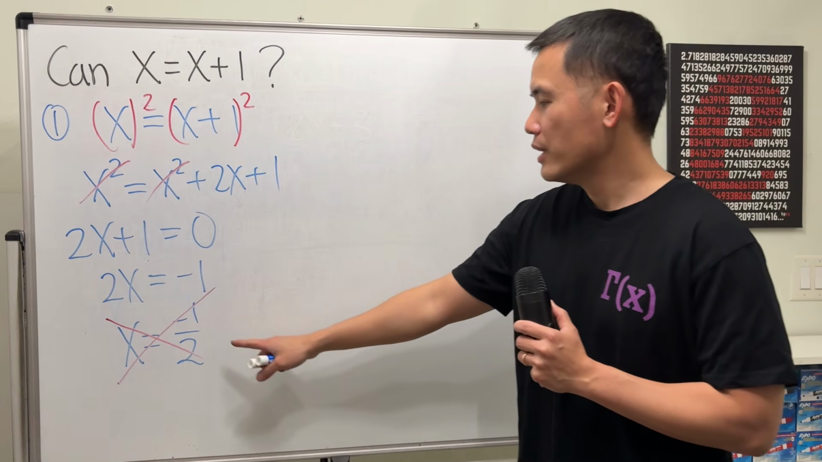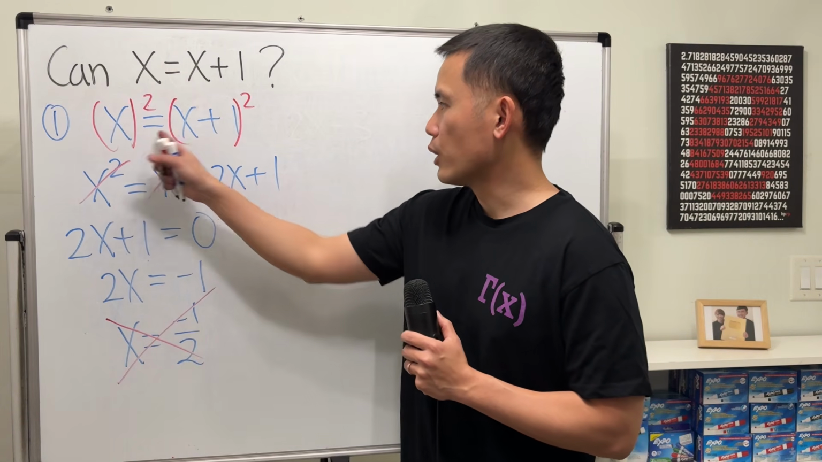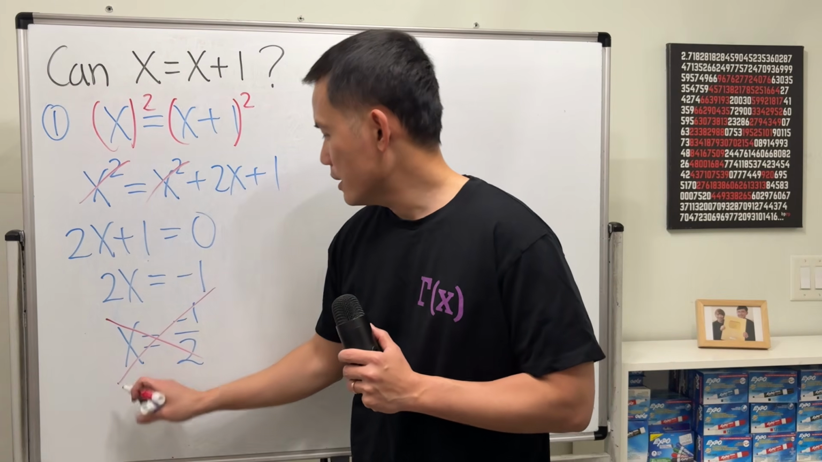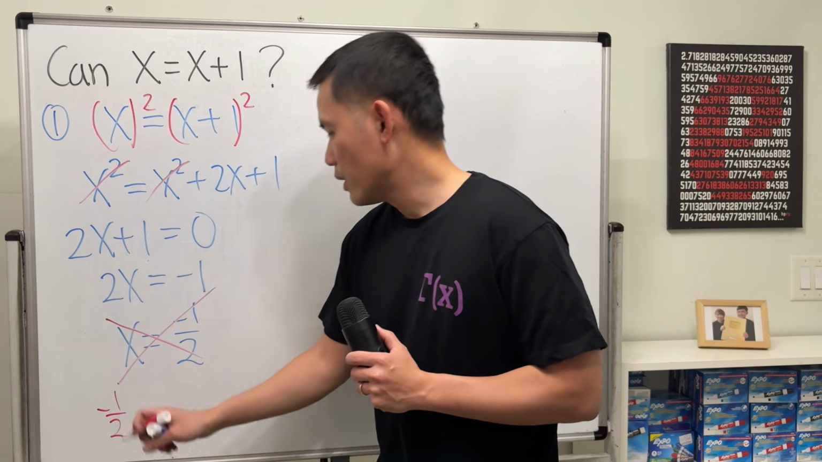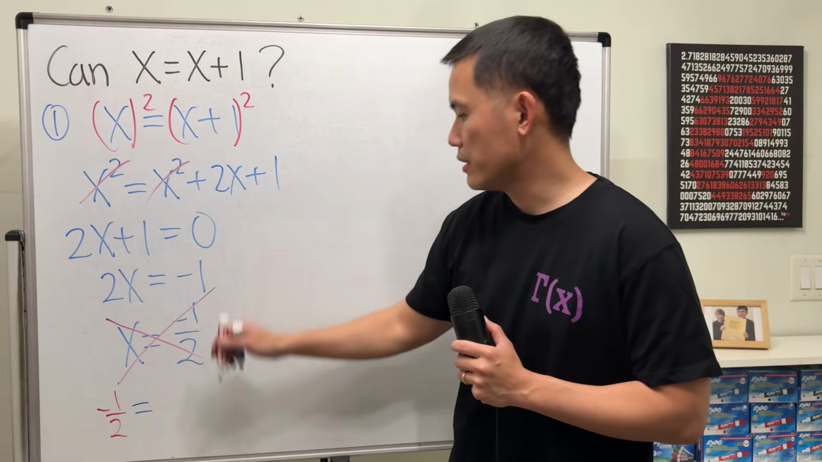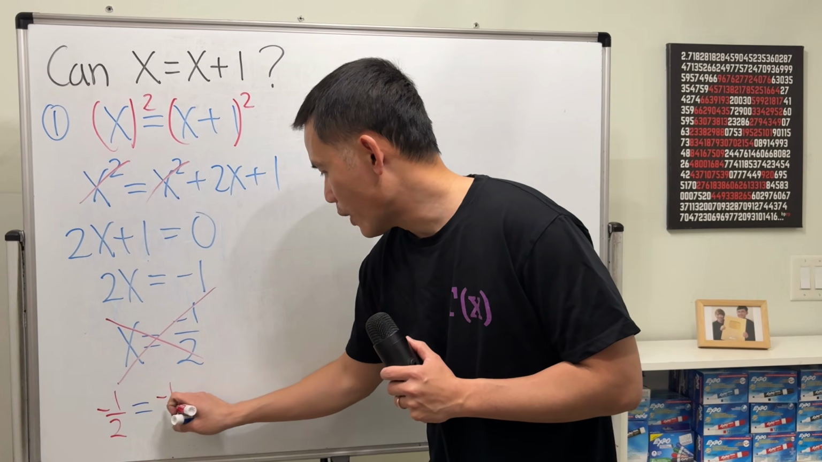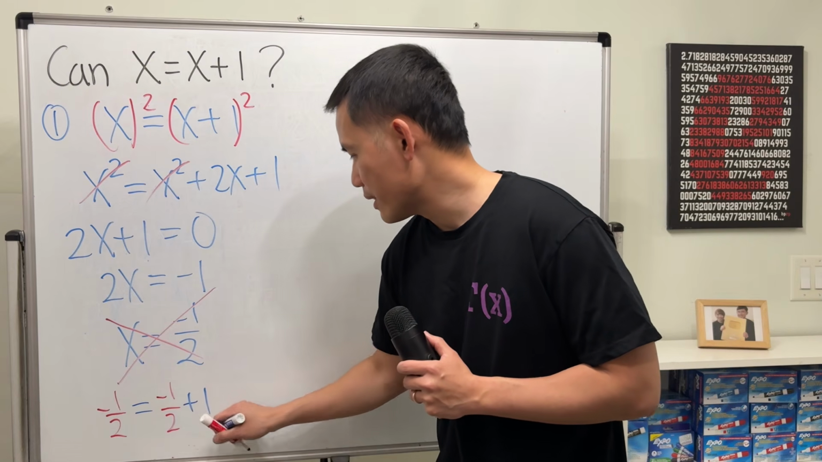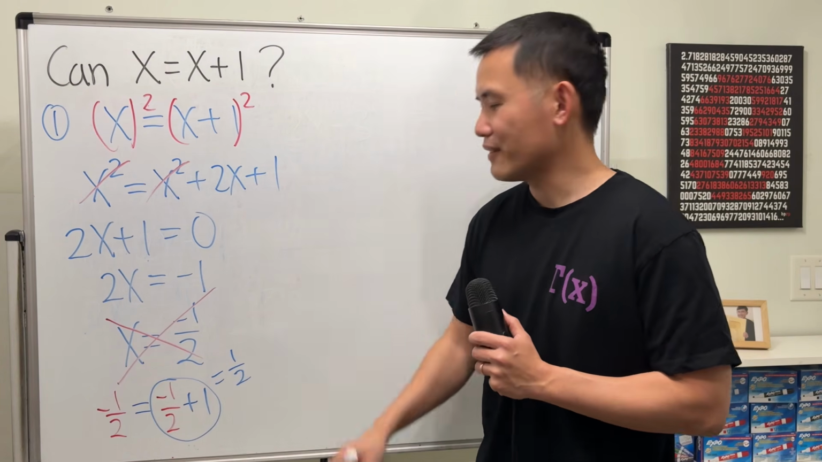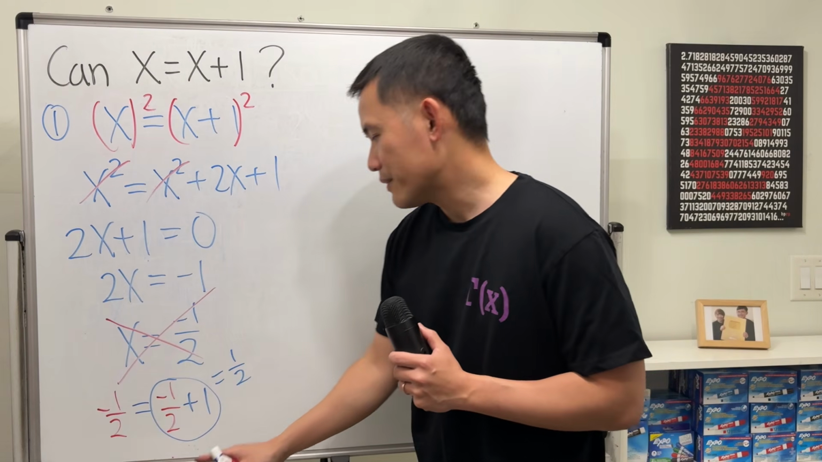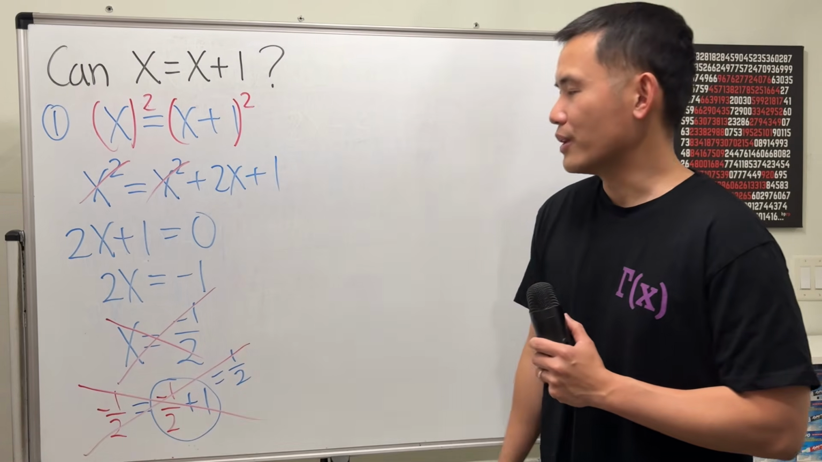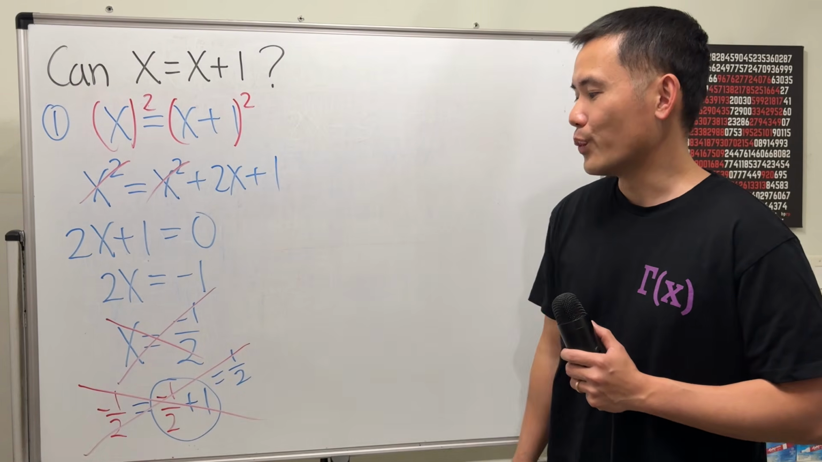Because what you can do is plug in negative 1/2 into the original and do a quick check. In the original equation, you have left hand side being negative 1/2, but on the right hand side, when you plug in this right here, you get negative 1/2 plus 1. But this is equal to positive 1/2. Negative 1/2 does not equal positive 1/2. So no solution from here actually. This is not going to work.